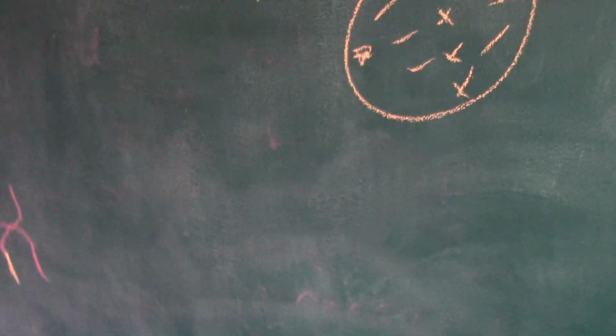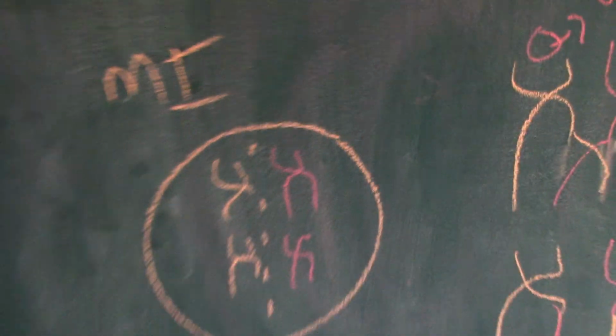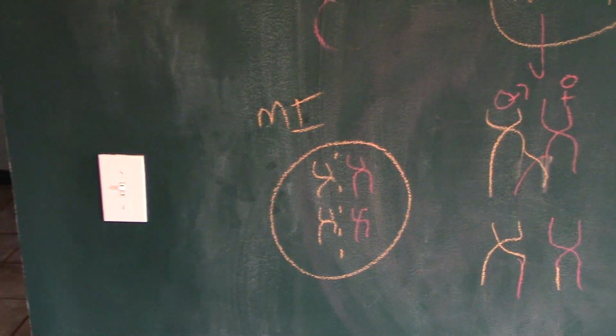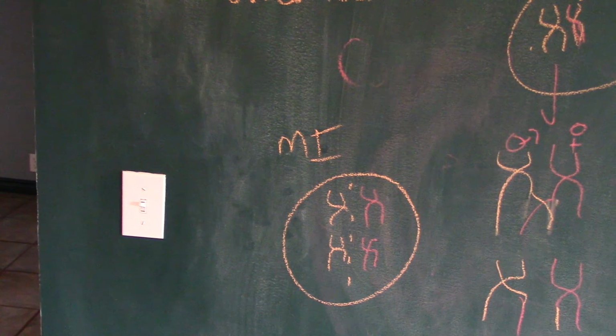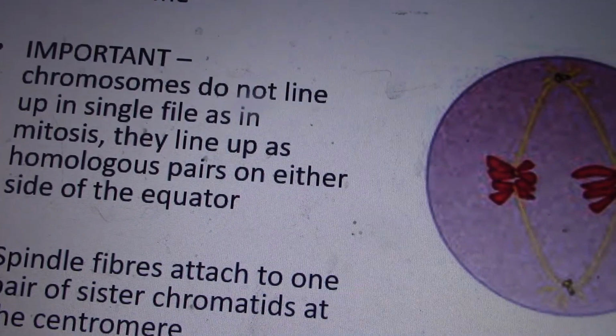meiosis 1, what actually happens here is, so here's the equator. And I'm going to use the different colors again. The homologous pairs do not line up single file. What they do is they line up side by side. Okay, so the homologous pairs line up side by side rather than single file. That is unique to meiosis. Okay. So the spindle fibers do the same thing. They'll attach to the centromere.